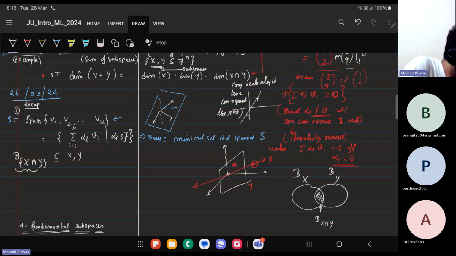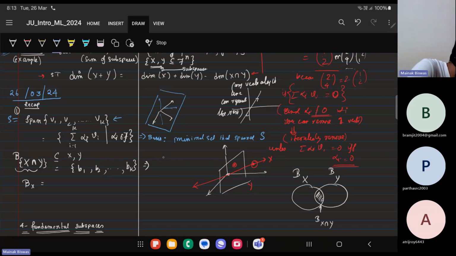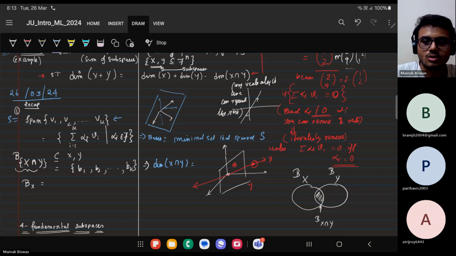So how can I get Bx? Let me define the basis of X intersection Y as, say, B1, B2, dot, dot, dot, Bk. So let the basis vectors be this. What do you get from this? We get the dimension of X intersection Y is equal to, okay, what will be the dimension of X intersection Y?